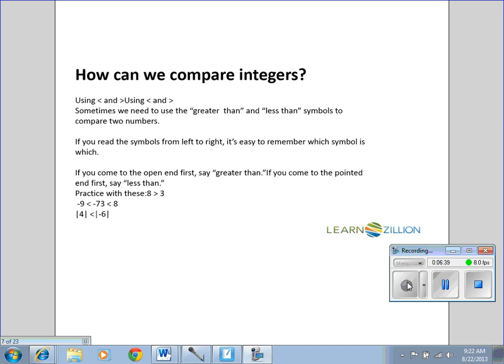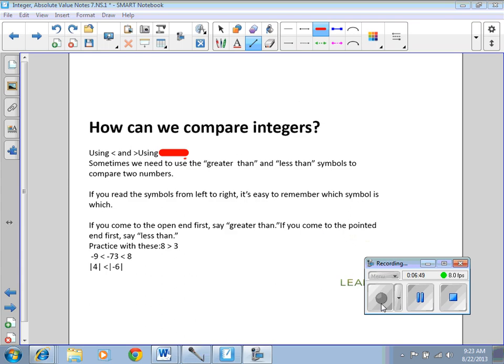Finally, how can we compare integers? Using the less than and greater than symbols, we can compare integers. Sometimes we need to use the greater than and less than symbols to compare the numbers. If you read the symbols from left to right, it's easy to remember which symbol is which. If you come to the open end first, say greater than. If you come to the pointed end first, say less than.